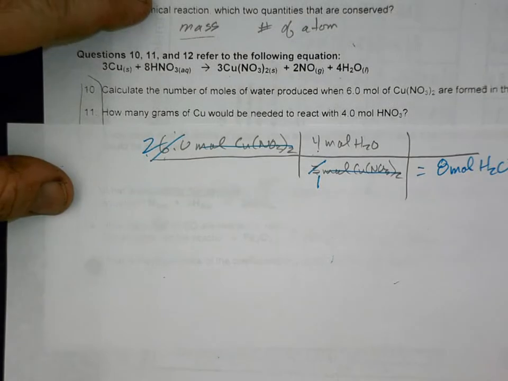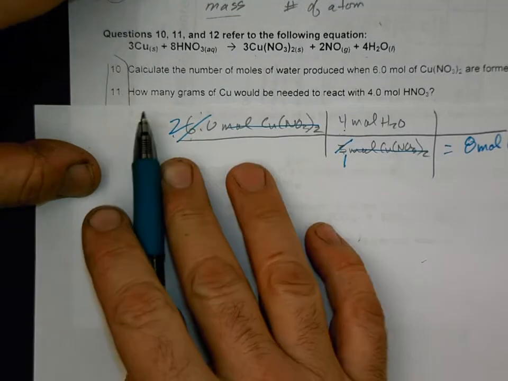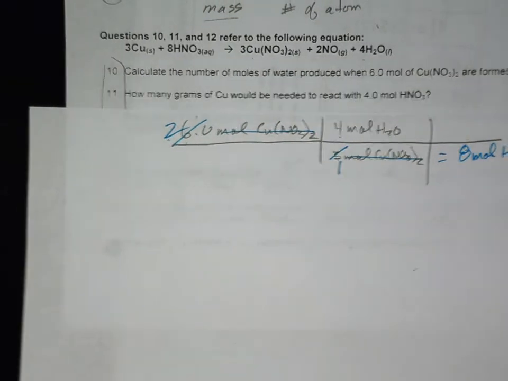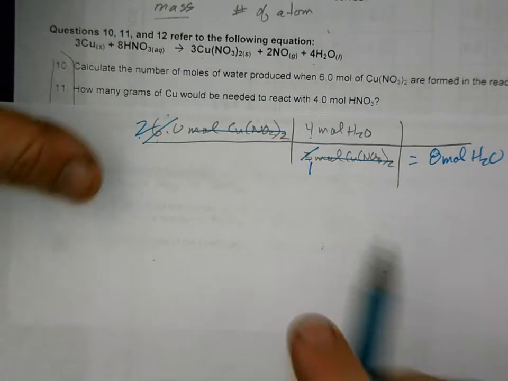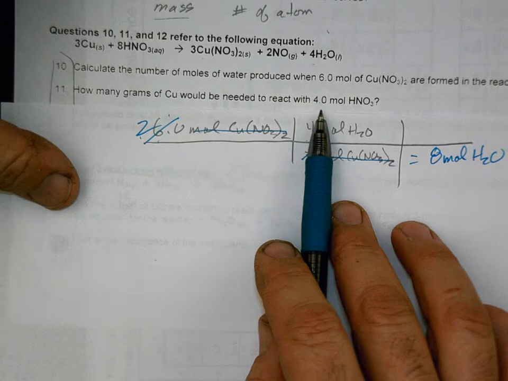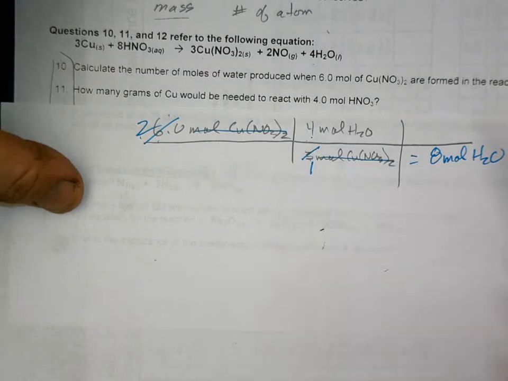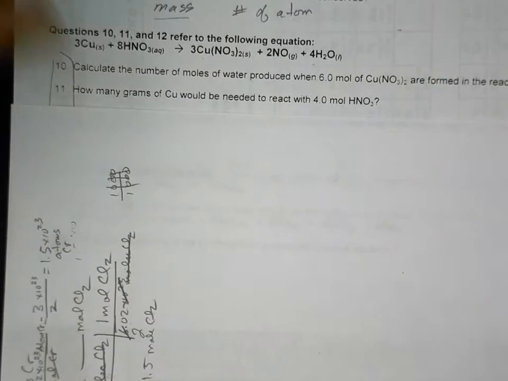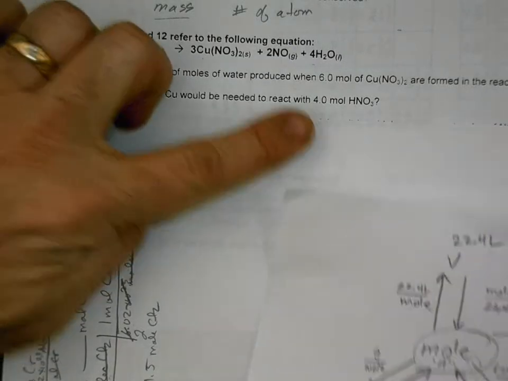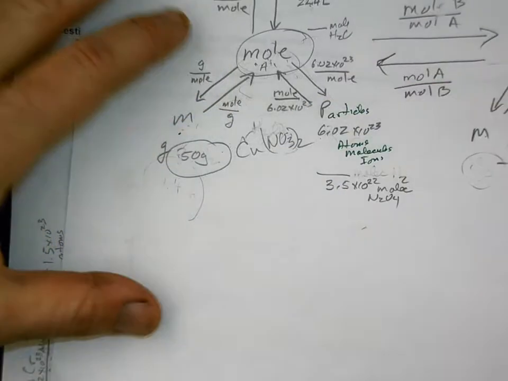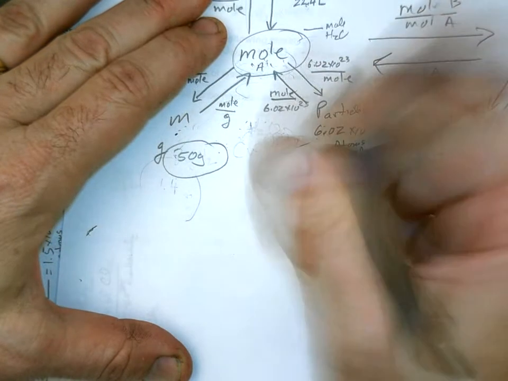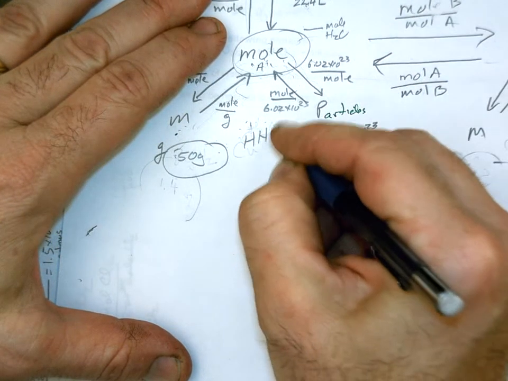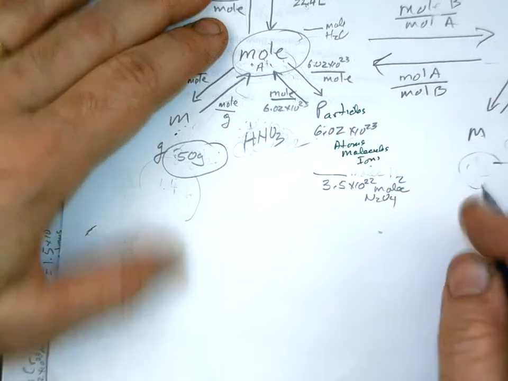Excellent. Now we're working on number 11, with the same equation, but a different question now. How many grams of copper would be needed to react with 4 moles of HNO3? Well, let me see. I'm given HNO3, nitric acid, so I'm going to call this side of my triangle HNO3.